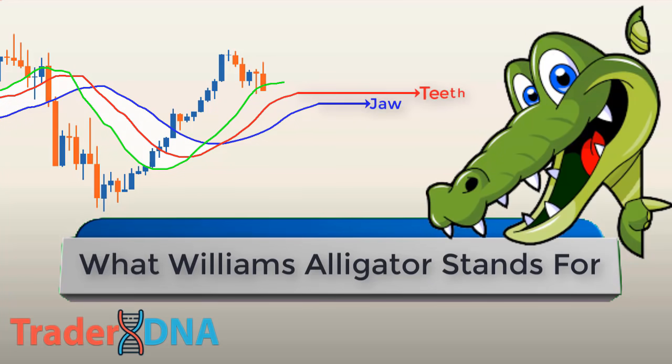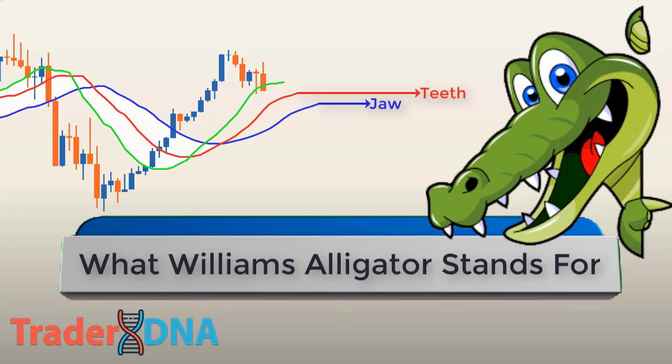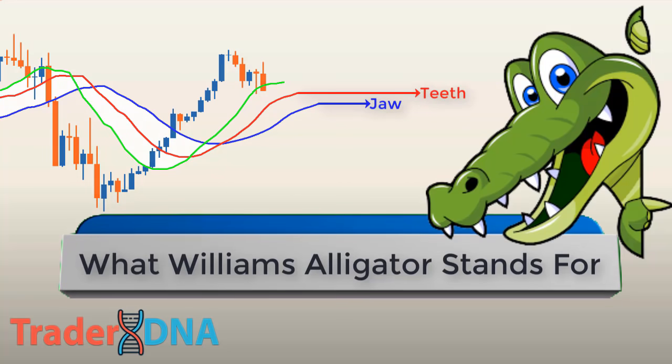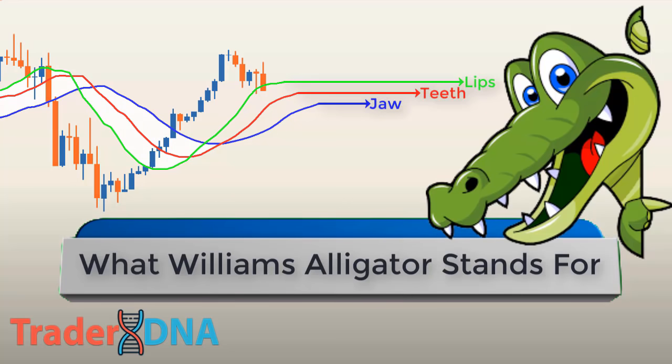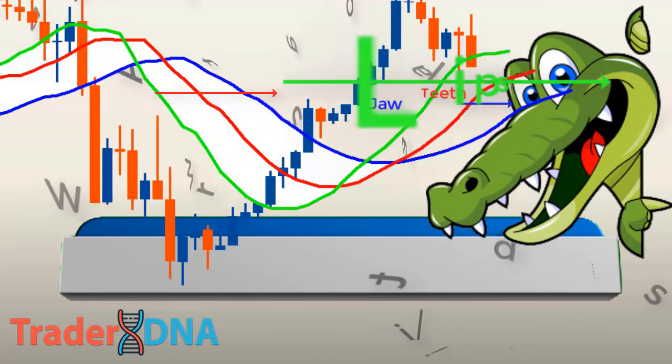Alligator's teeth, red line: the intermediate 8-period moving average, which is moved 5 bars into the future. Alligator's lips, green line: the fastest moving average among the three. It's the 5-period moving average, which is shifted 3 bars ahead.